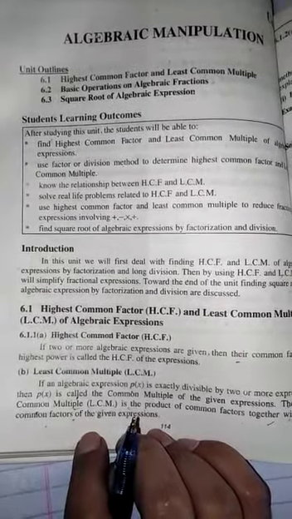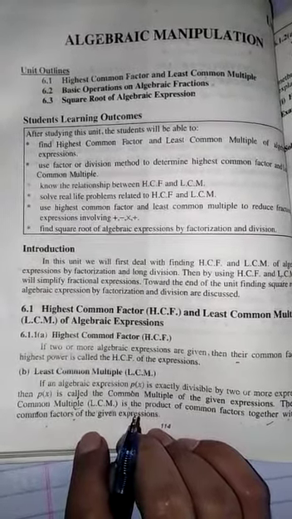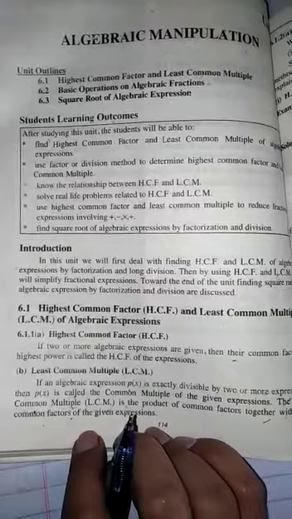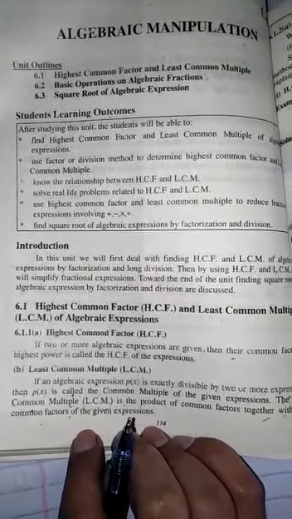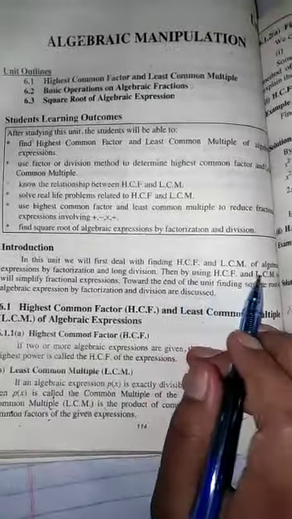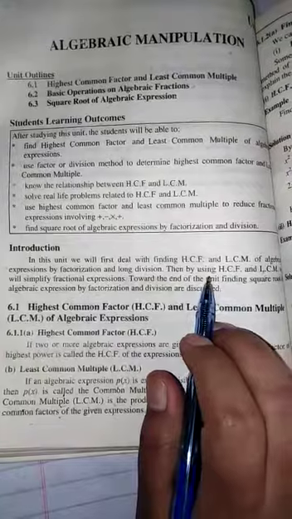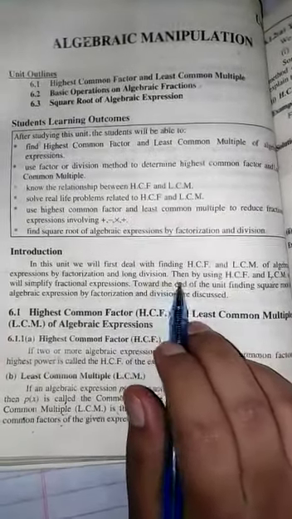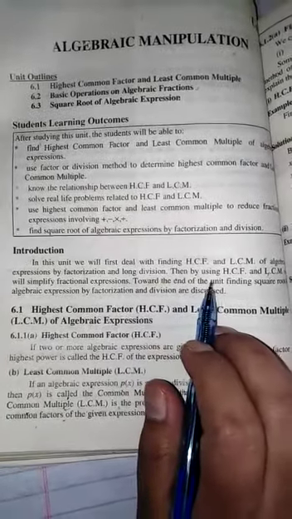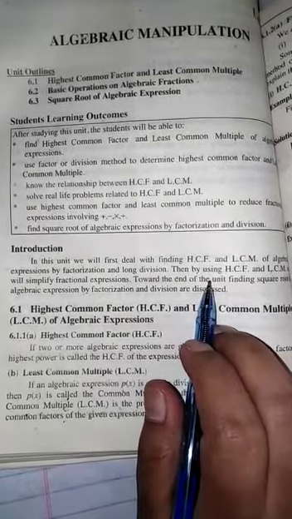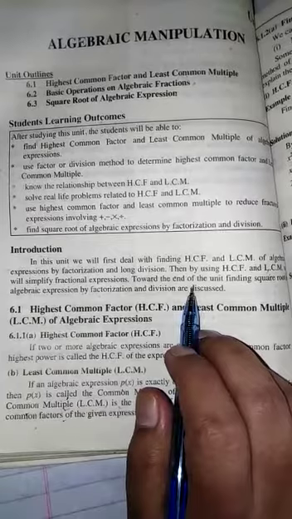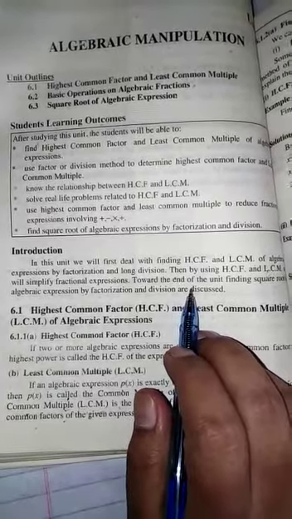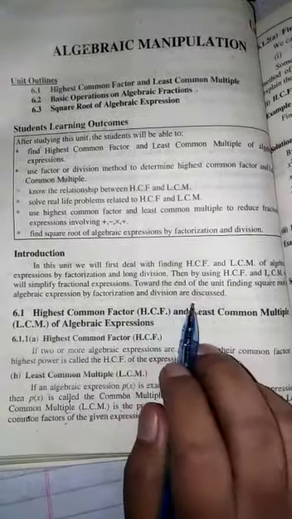This is our first lecture of maths for class 9th. Today our topic is algebraic manipulation, Unit number 6. In this unit we will first deal with finding HCF and LCM of algebraic expressions by factorization and long division. Then by using HCF and LCM we will simplify fractional expressions. Toward the end of the unit, finding the square root of algebraic expressions by factorization and division is discussed.